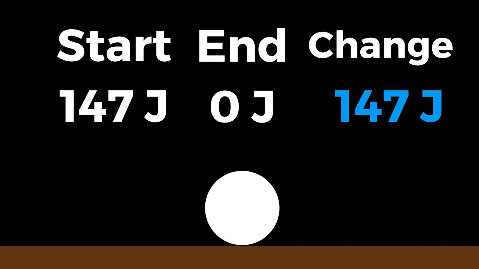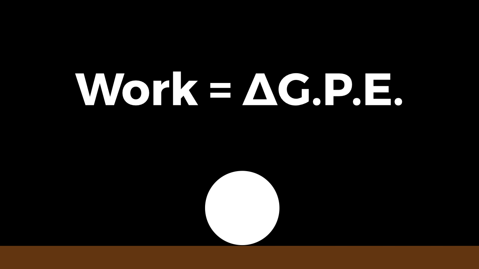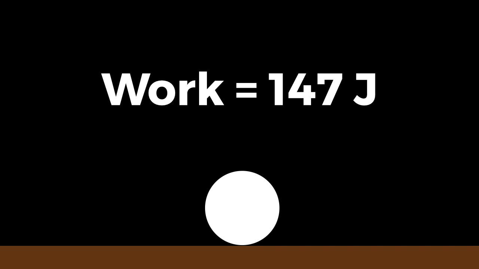Now, why do we care about the change in gravitational potential energy? Well, because it's closely related to work. In fact, the general principle is that work is equal to the change in gravitational potential energy. What does that mean? That means that if we want to change the gravitational potential energy of an object, we need to do work. So, since the change in gravitational potential energy, as we said before, was 147 joules, the work that gravity has exerted on the object to make it fall to the ground is also going to be 147 joules.